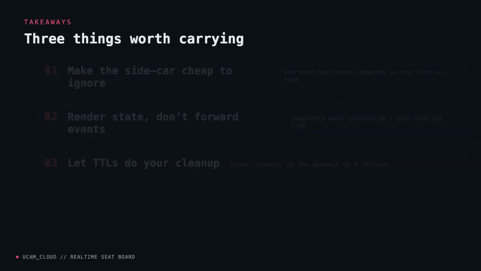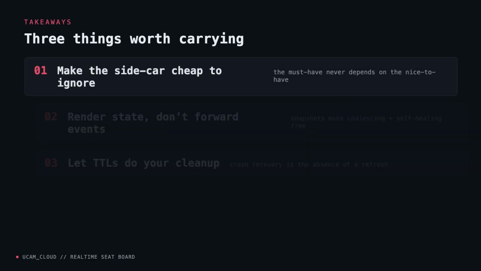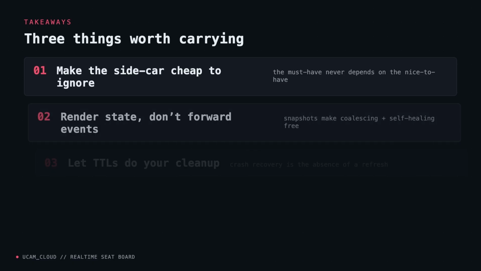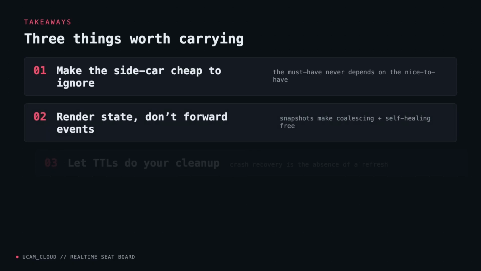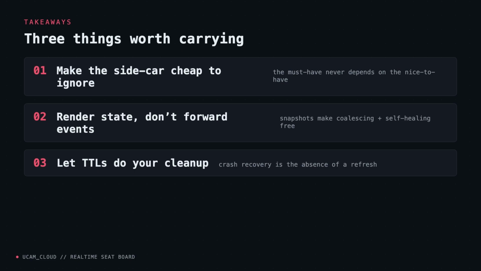In summary, here are 3 key takeaways from this project. First, make non-essential features cheap to ignore, ensuring that the core system remains robust and unaffected by any additional components. Second, render complete state snapshots instead of forwarding event updates, which allows for a more resilient and efficient system. Lastly, leverage time-to-live values for cleanup processes, simplifying the design and management of data.